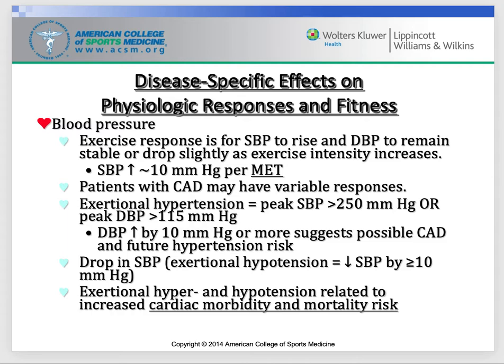It's a variable response. So with heart disease, cardiac rehab obviously is heart disease patients. We can see exertional hypertension, like I just talked about, where it jumps up really fast, or the opposite, guys, like I just mentioned, exertional hypotension can be seen as well. When you have a patient with either exertional hypo or hypertension, their mortality risk is very, very increased. So it's going to relate to increased cardiac morbidity and mortality. These are the patients we want to watch a lot.